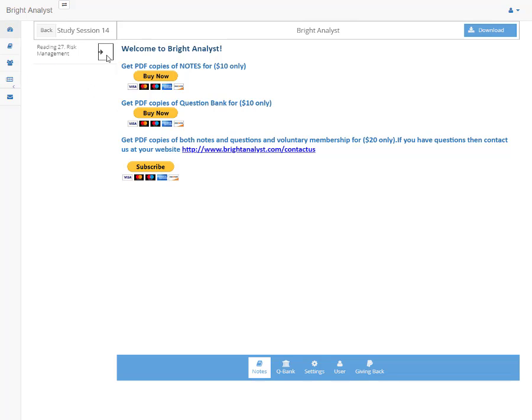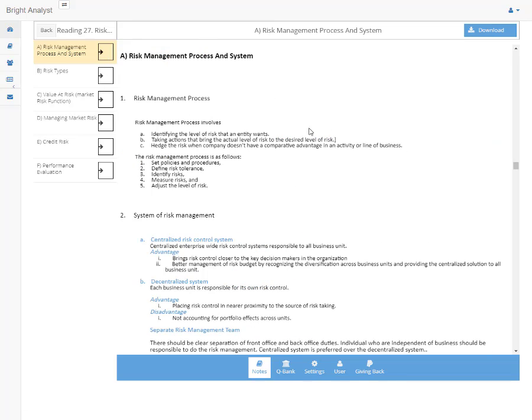Study session 14, reading 27, risk management process and systems. So the risk management process involves identifying the level of risk that an entity wants to take, and taking action that brings the actual level of risk to the desired level of risk.